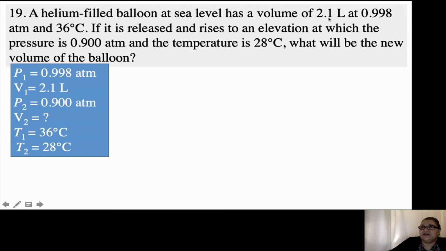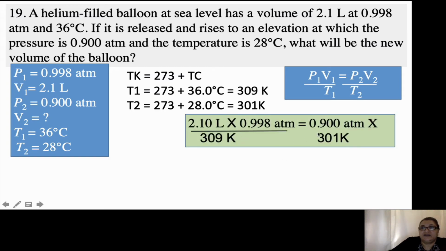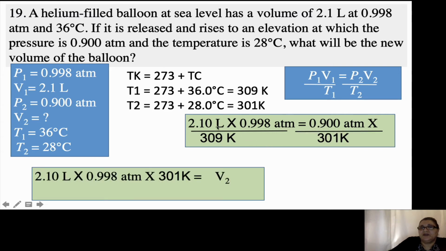V1 is 2.1, P1 is 0.998, T1 is 36. Now P2 is 0.9, T2 is 28, and we're looking for V2. So we're going to convert Celsius to Kelvin and plug in the values. We're solving for V2 right here instead of X. I always put V2, I don't know why I put X.